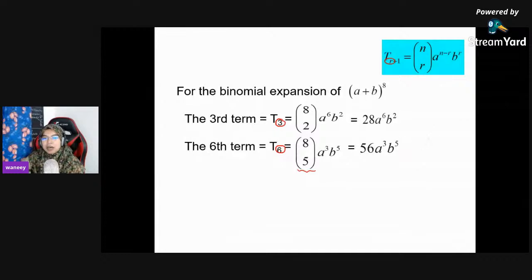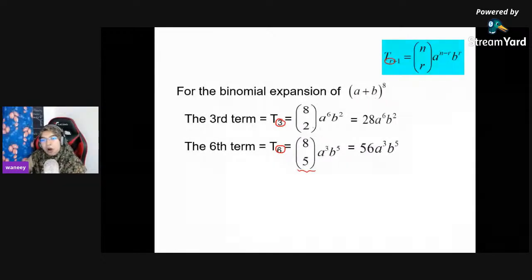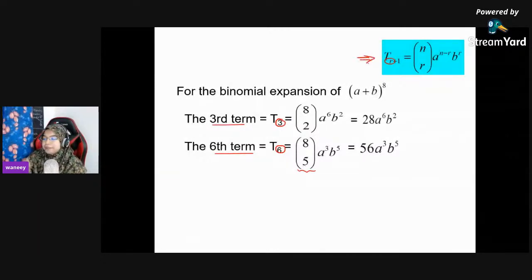So this is how we find some specific term. Instead of expanding the whole thing and getting something very long, we simply want to find the third term and the sixth term. So we are using the formula for T(r+1).